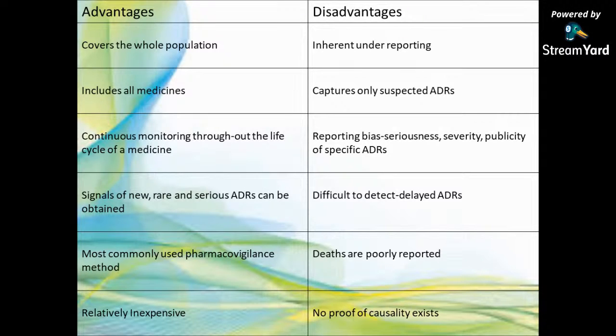In the post-marketing cases, the whole population is exposed to the medicine, so certain new, rare and serious adverse reactions which are not detected during the clinical trial can also be reported. So the spontaneous reporting cases are used for generation of the new signal. Spontaneous reporting is the most commonly used method in pharmacovigilance as it is an inexpensive method.